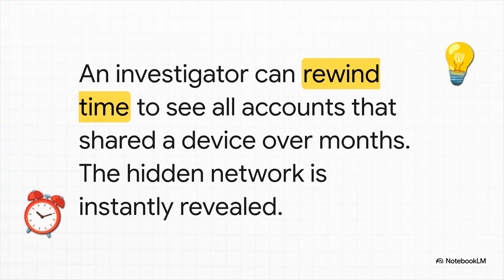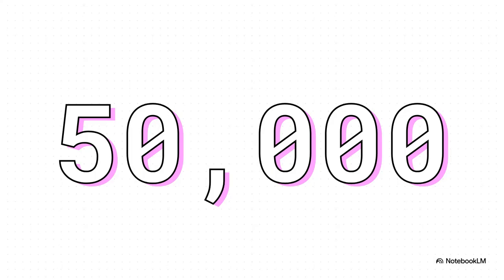So let's jump back to that fraud ring we were talking about. With a temporal graph, an investigator can now just rewind the clock. They can ask something like, show me all the accounts that shared a device in the last 6 months, even if it was just for one day. And suddenly, bam, the entire hidden network just lights up. And we are not talking about some small improvement. Look at this, 50,000. That's how many hours of investigation Zurich Insurance saved in a single year using this exact approach. I mean, just think about that. That's the kind of power we're talking about here.